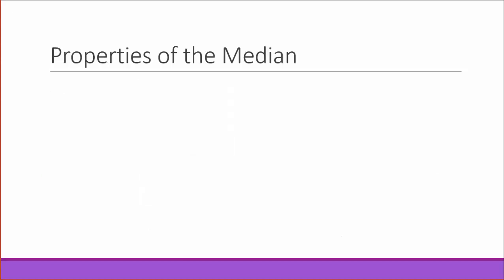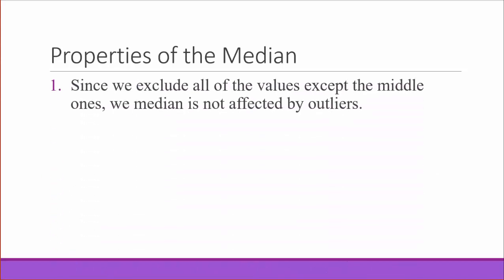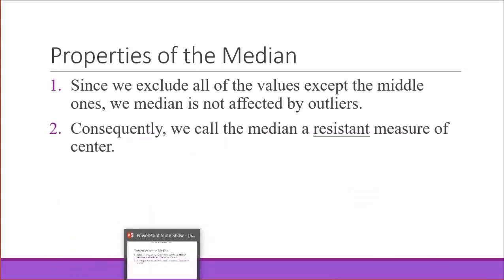So let me talk about the properties of the median now. First, since we exclude all of the values except the middle ones, the median is not affected by outliers. Consequently, we call the median a resistant measure of center. It's not going to be thrown off if you have an outlier in your sample of data.